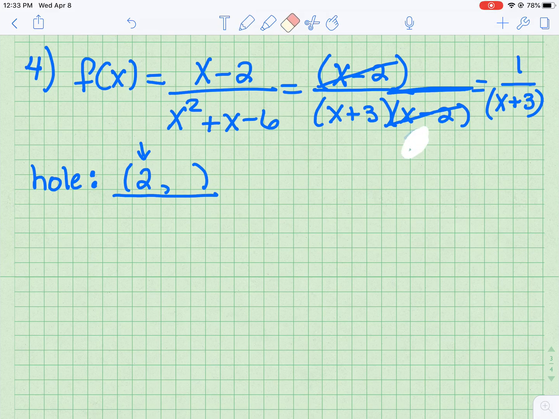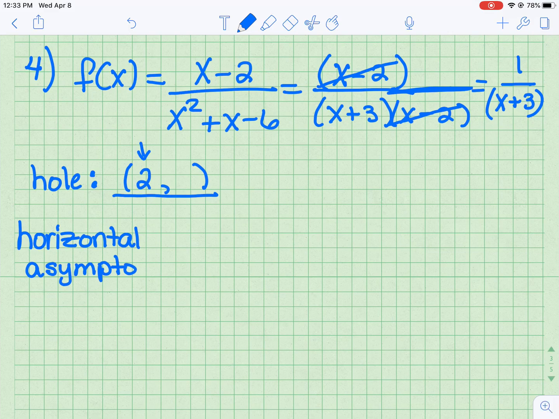Okay? It's not a line, it's just an open circle. The asymptotes are lines. Okay, so let's go back, and now we've got to figure out our asymptotes. So our horizontal asymptote, again, I'm going to look at the degrees.